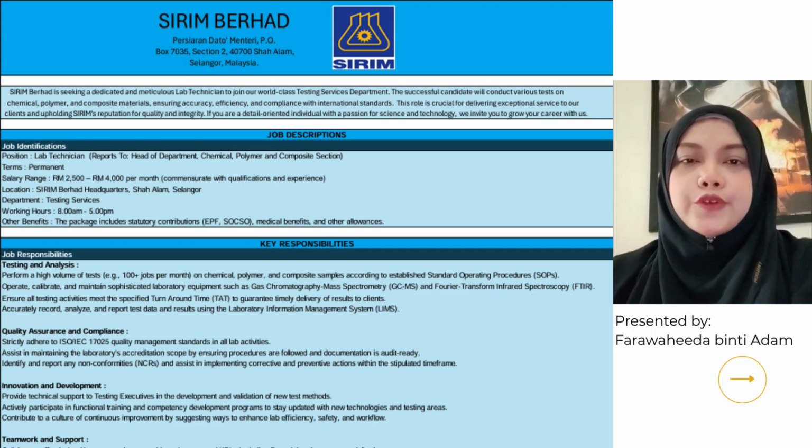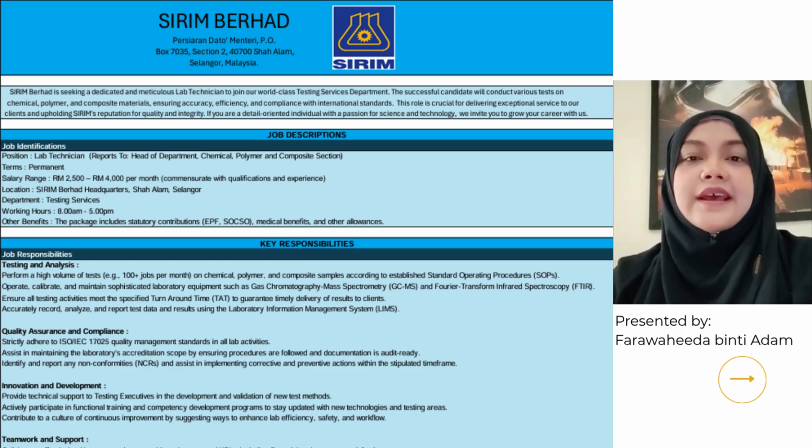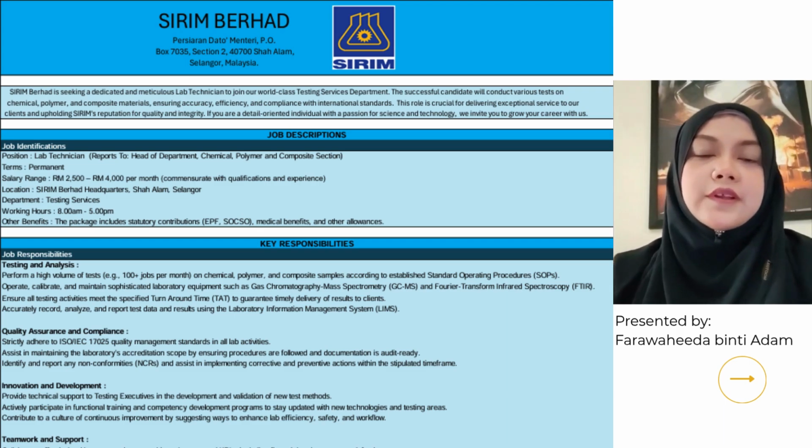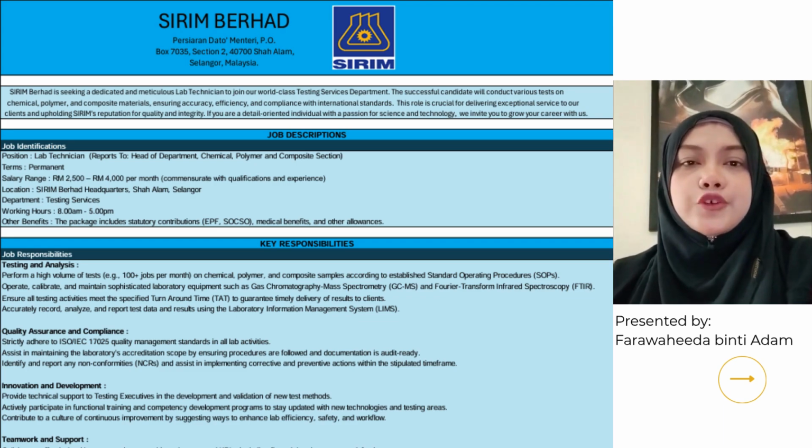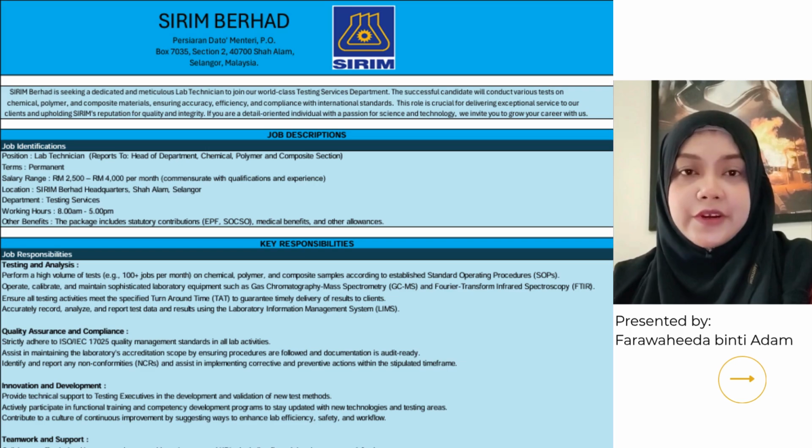Today, I will guide you through the key aspects of my group's performance appraisal form, highlighting how it aligns with the organizational goals and values. So let's start with the job description. We chose a lab technician role or position to be evaluated, and this employee is working at Serum Berhad.